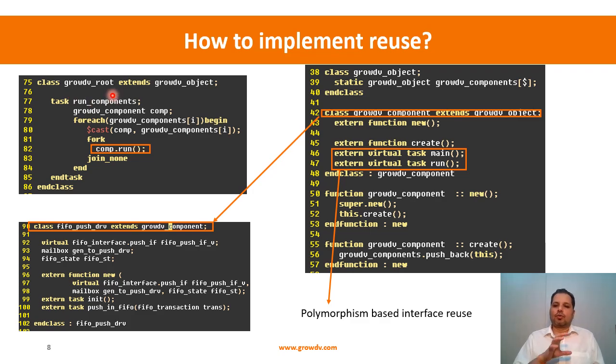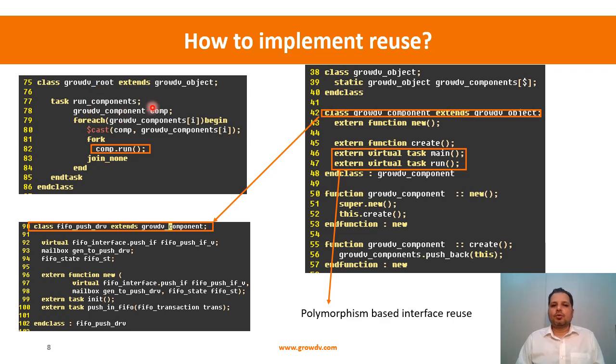Okay, so the GrowDV root is something that's going to get created as soon as, let's say we package all of these together, then in the background we create one instance of the GrowDV root. And in the GrowDV root, we will call the function run components. Okay, that we will do in the background. For now, don't worry about it. Where do we call it? In the module where we instance the DUT, where we instance the test bench. Let's say in one of the initial blocks we are creating one instance of this GrowDV root, and we are calling run components from there.